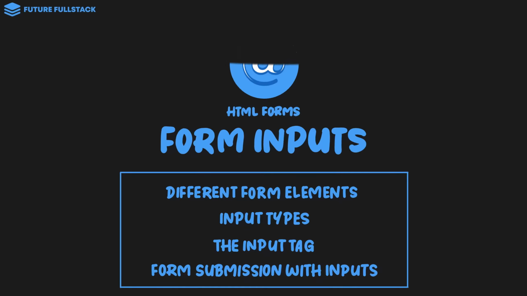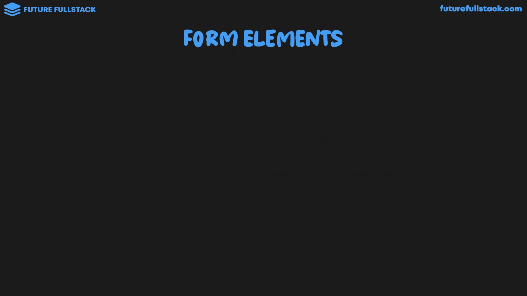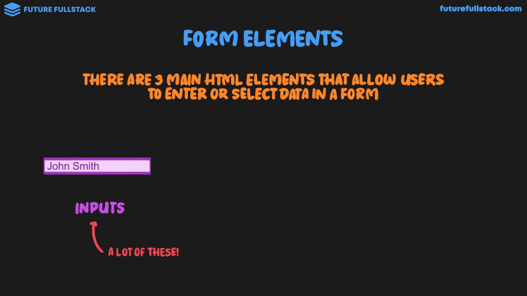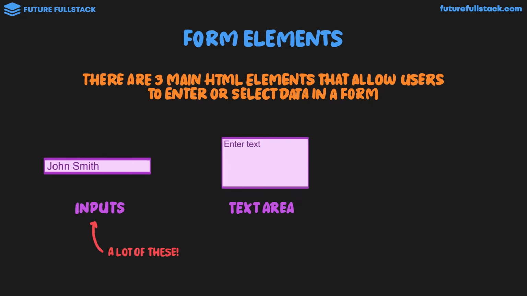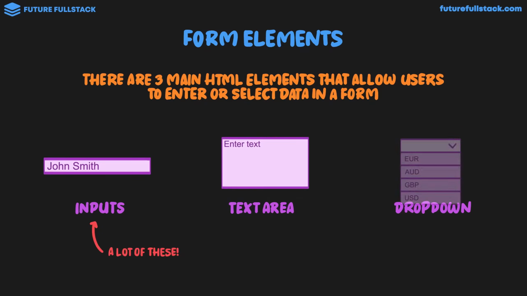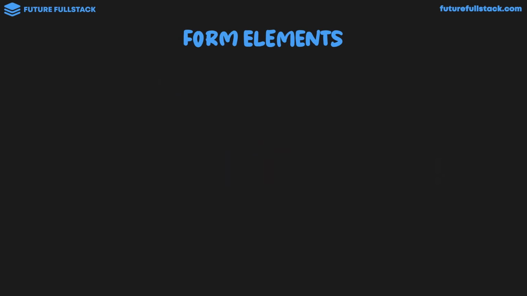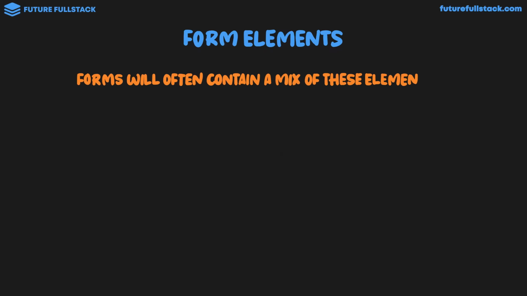We're going to start this chapter by looking at different form elements. There are three main HTML elements that allow users to enter or select data in a form. The first is inputs, like a text input for a name. There are a lot of these which we will be looking at in this chapter. The second is text area, where users can enter large chunks of text. And the third is a drop-down, where users can select from a predefined list, like the currency they want to pay for an airline ticket.